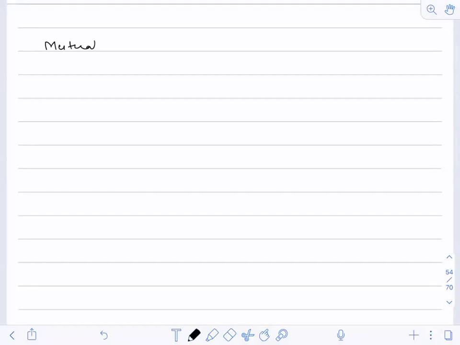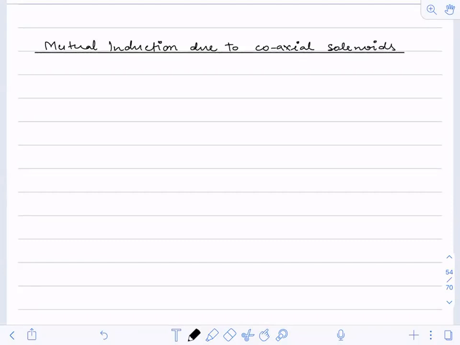So mutual induction due to coaxial solenoids. Now just see how I'm drawing the figure. All of you just closely observe and then draw. Nobody will do anything right now. Just see the screen only.